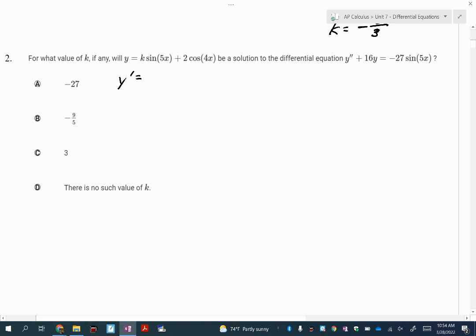When I do the derivative of sine, I know that's going to be cosine. So cosine of my argument, but I need to use the chain rule, and the derivative of 5x is 5. So that becomes 5k in front. Then the next one, the derivative of cosine is negative sine. So we're going to write minus the sine of 4x. But chain rule, derivative of 4x is 4 times that 2 that was already there, which means that would be minus 8.